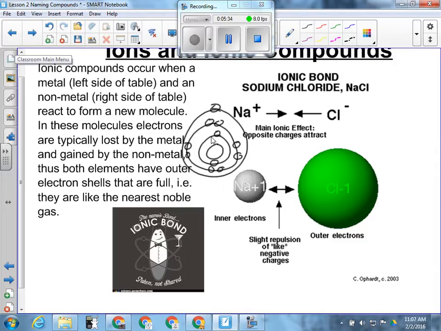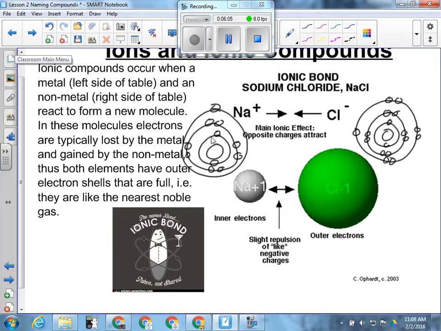Chlorine is the opposite. Chlorine, according to our periodic table, has 17 electrons. So it looks like this. Here's the nucleus. The first shell has 2. The second shell has 8. And the next shell has 7. It only needs 1 more electron to fill that shell. So it's easier to find people to take 7 or give up 1. Or sorry, pick up 1.